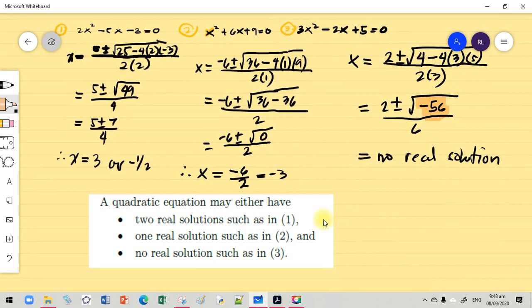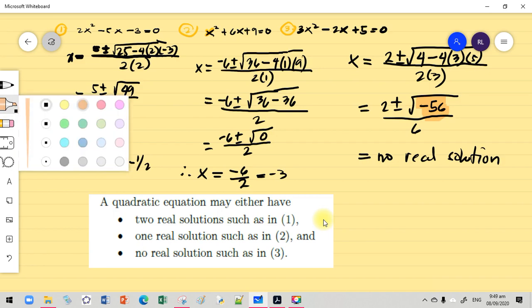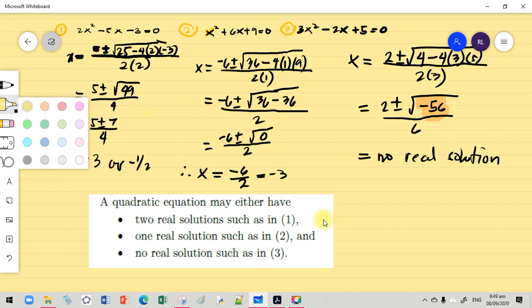So take note of this. Look at this, I want you to take note of that. This one is positive 49. This one is 0. This one is negative 56.